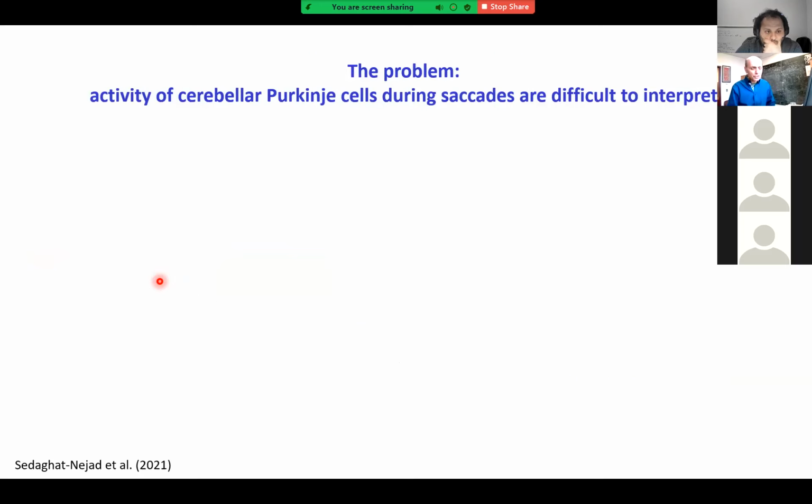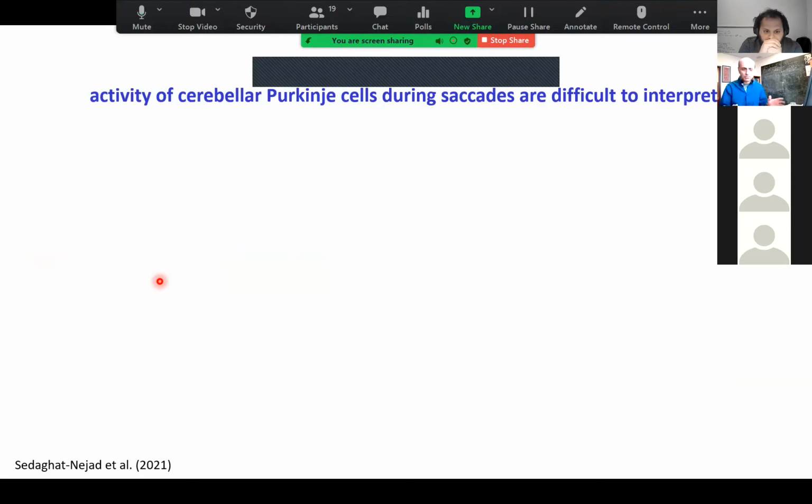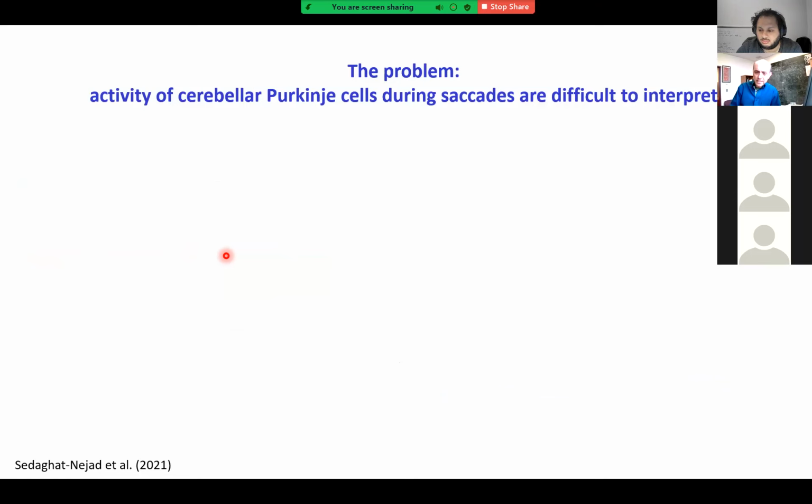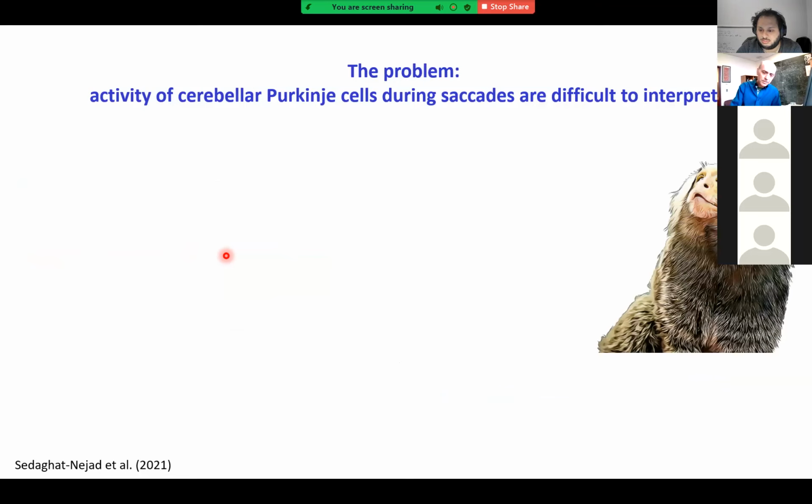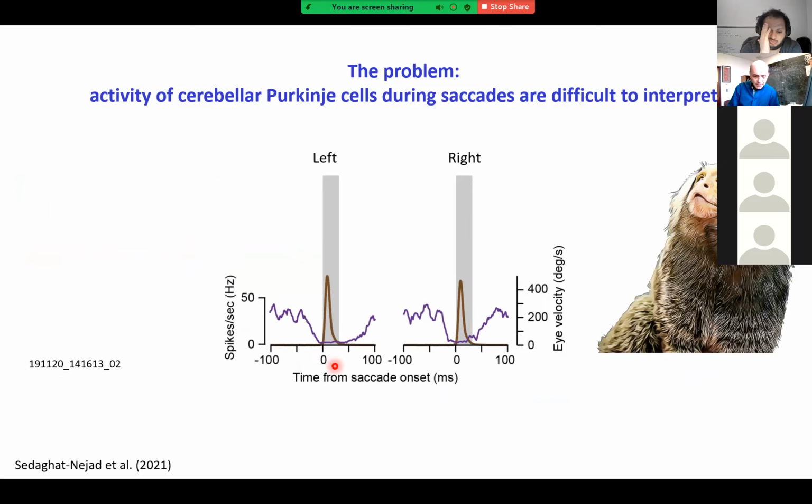Okay, so then what's the problem, you might ask? Because now that you have this stuff, what's the issue that you're having? What I'm going to show you is that it's really hard to understand the output of these Purkinje cells. So here's one of our animals making saccades. What you see here is the eye movement of this animal. Here's the saccade to the left. This brown thing is the velocity of the eye. Here's when it begins, here's when it ends. Here's a saccade to the left, here's a saccade to the right.